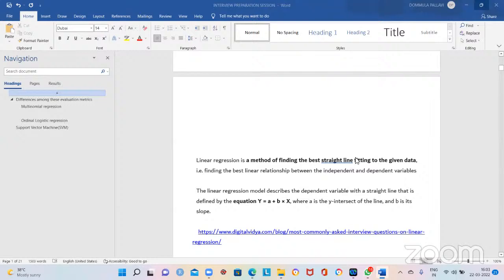Coming to the answer, linear regression is a method of finding the best straight line fitting to the given data, finding the best linear relationship between the independent and dependent variables. The linear regression model describes the dependent variable with a straight line defined by the equation y = a + b*x, where a is the y-intercept of the line and b its slope. So this is all about linear regression.